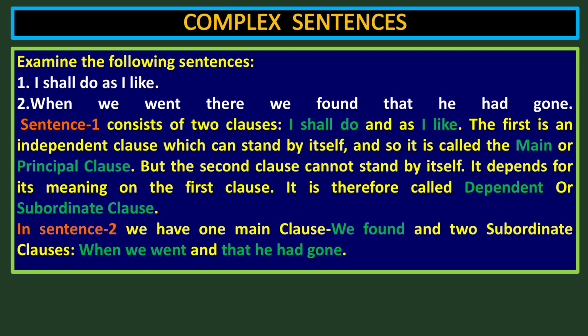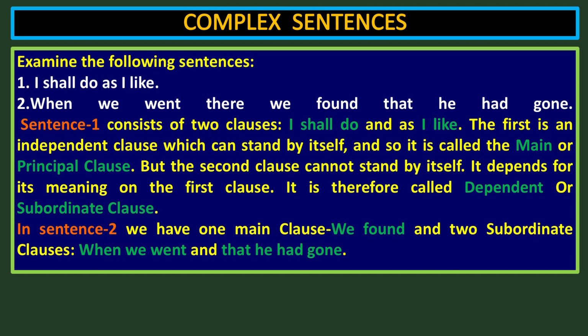The first is an independent clause which can stand by itself and so it is called the main or principal clause, I have already told you, but the second clause cannot stand by itself. I cannot say "as I like" is a sentence, so its meaning depends on the meaning of the first clause. That is why the second clause is called a dependent clause and subordinate clause and the sentence is called a complex sentence.